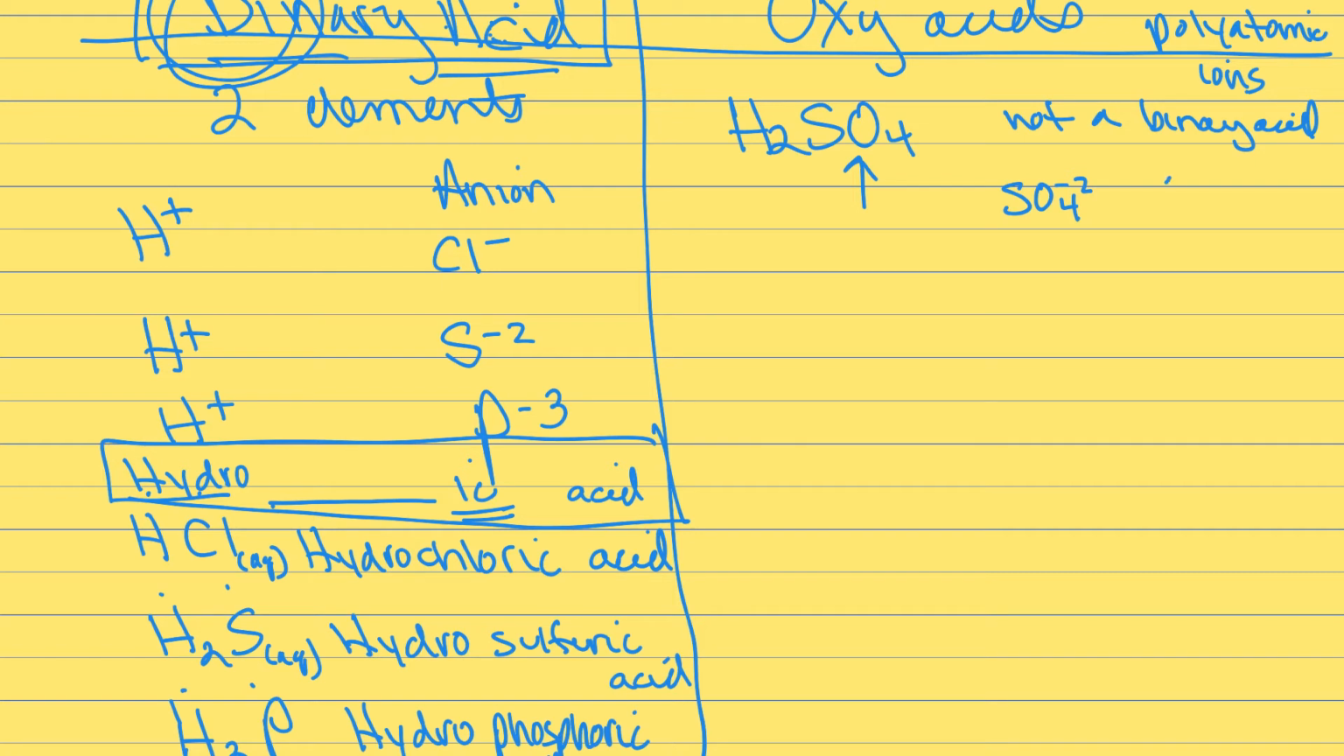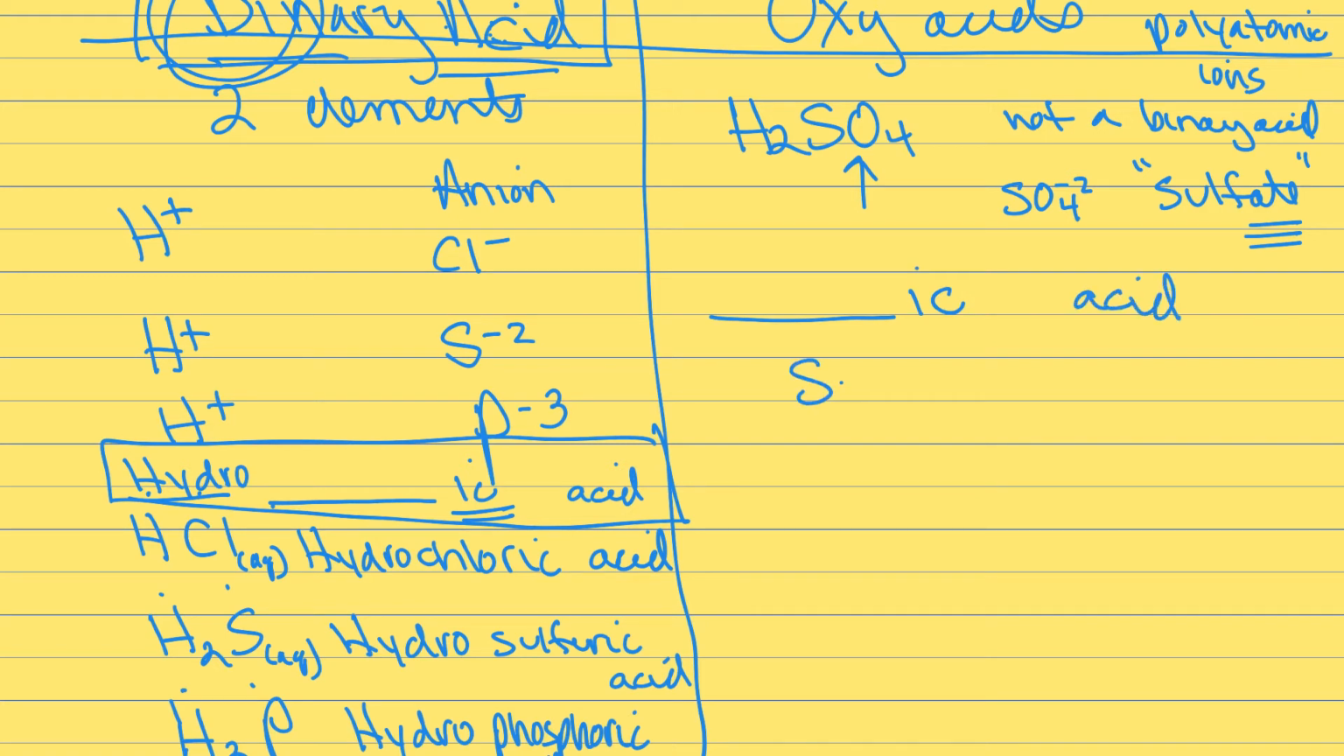SO4 minus 2 is sulfate. That's the polyatomic ion sulfate. You can look that up in your nomenclature resource sheet. So the way that you name these is you don't say hydro. If you have a polyatomic ion that ends in ate, you just say the name of the polyatomic ion and ic, and then you say acid.